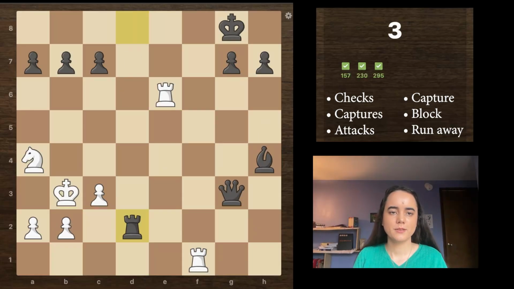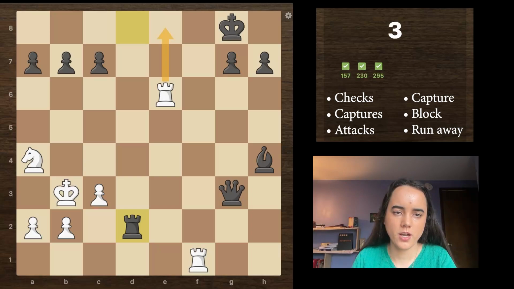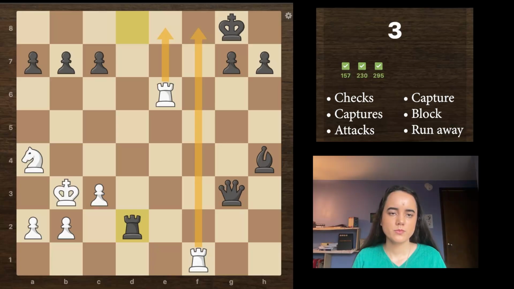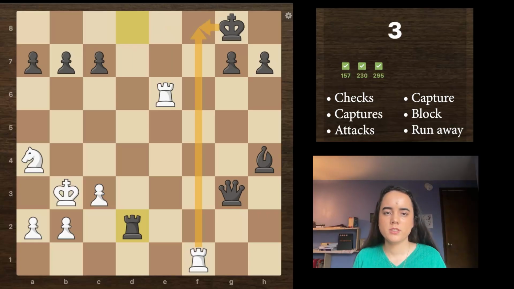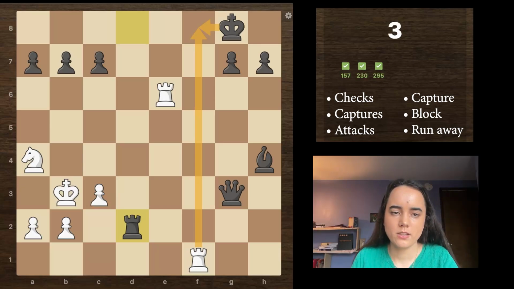Okay, let's once again look for the checks. We've got this check, and we've got this check. All right, let's look at both these checks, see if they're any good. If we check here, he can take. Now sometimes sacrificing a piece is okay, but we're just going to look at the other ones to see if there's any other good checks before we look at that whole line.